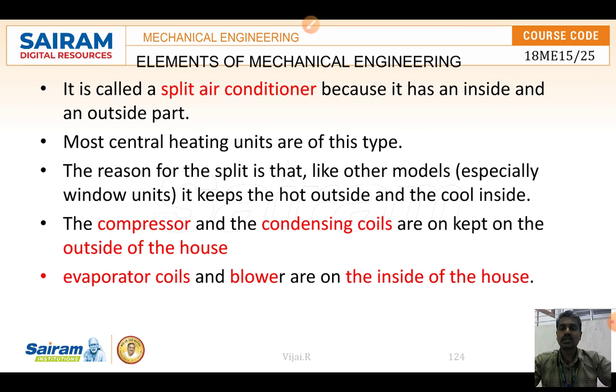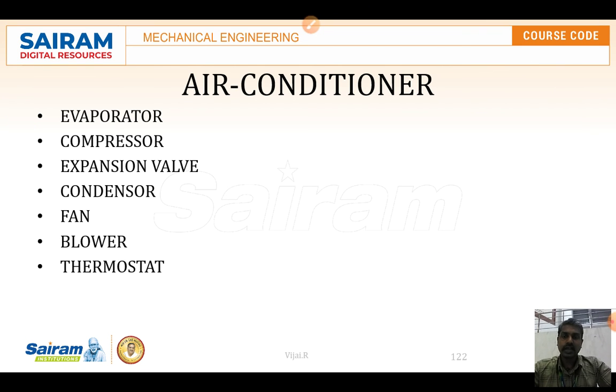This is called the working principle of a split air conditioner, because it has an inside and an outside part. So we call it a split AC. Split means one part is inside and another part is outside, where the evaporator part is inside the room and the condenser part is outside of the room. The compressor and the condensing coils are kept outside. The evaporator coils and the blower will always be inside the house. So this is the working principle of the air conditioner system.